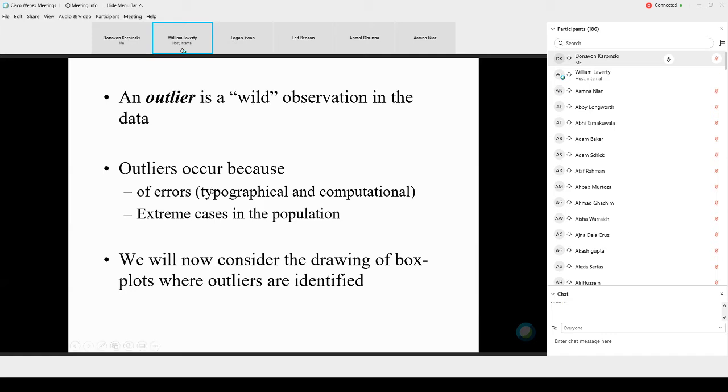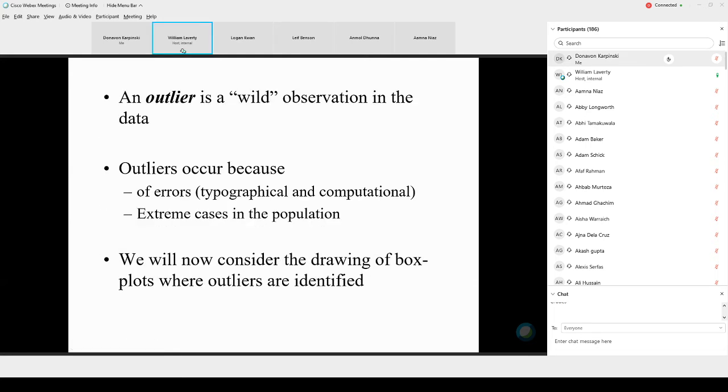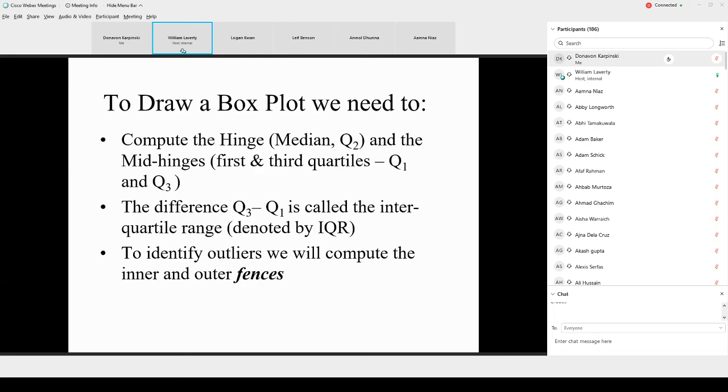We'll now consider drawing box plots where you identify the outliers. An outlier is a wild observation. To draw a box plot, you need the median and the two quartiles, Q1 and Q3. The difference between Q3 and Q1 is called the interquartile range. That's the length of the box in a box plot.